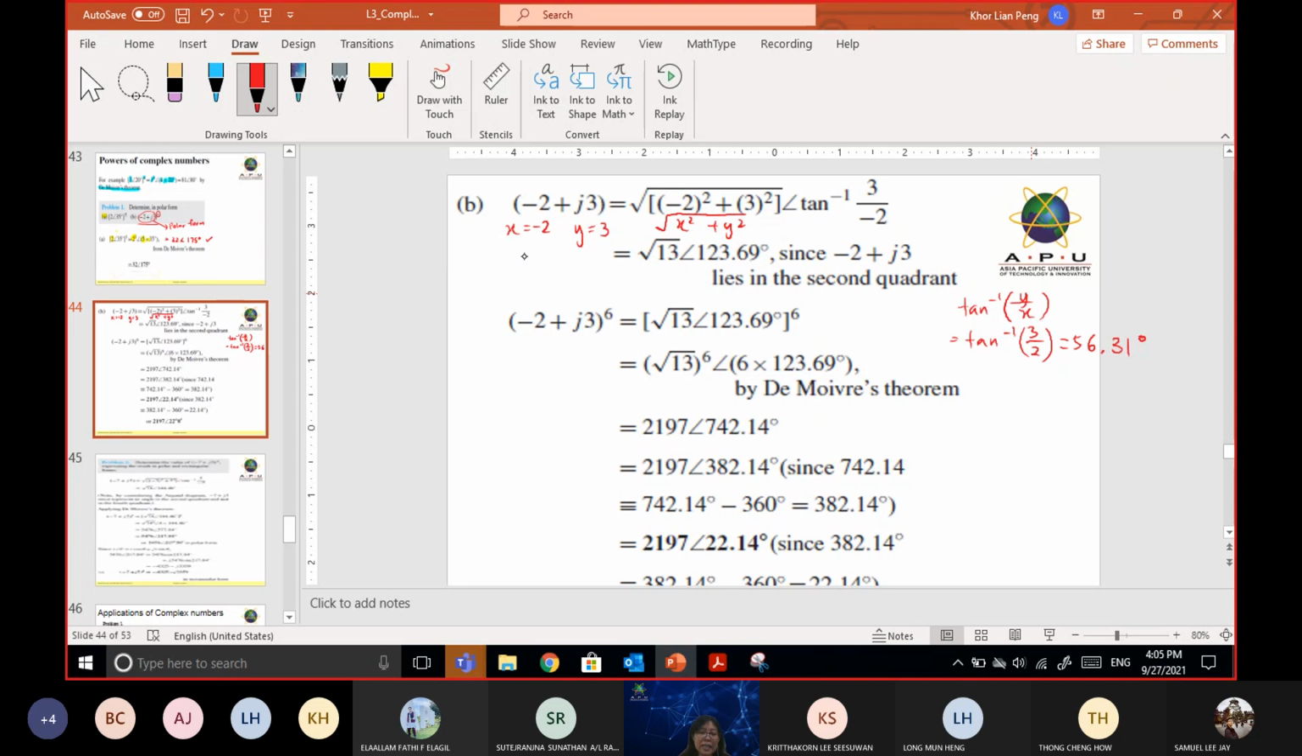Since your x is negative and y is positive, which quadrant will that be in? Second quadrant. That means you should take 180 degrees minus 56.31. So you get 123.69. Okay, that's how we get 123.69.